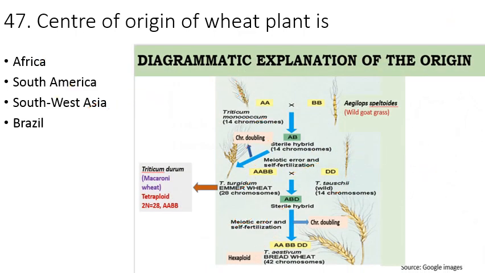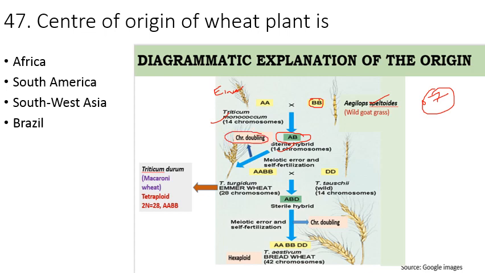The next comes origin of wheat. The basic chromosome number in case of wheat is 7, and the diploid wheat, with chromosome number 14, is Triticum monococcum. It is commonly known as einkorn wheat. It was crossed with a wild goat grass named Aegilops speltoides, whose genome was B. When they are crossed, they produce a diploid hybrid which was sterile.